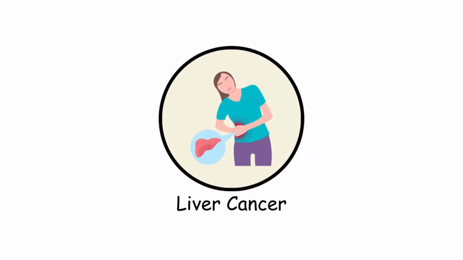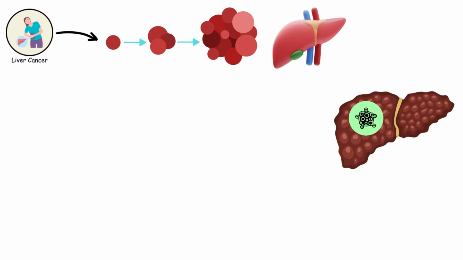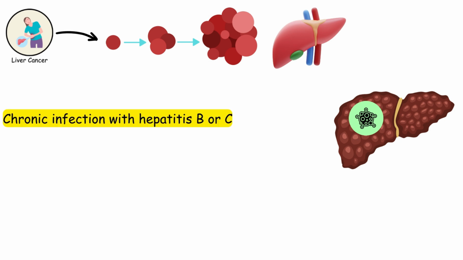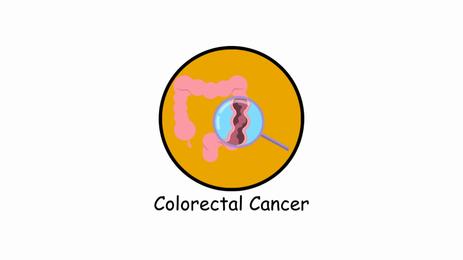Liver cancer. Liver cancer refers to the uncontrolled growth of cells in the liver. Most liver cancers are hepatocellular carcinomas, which start in the main type of liver cell. Chronic infection with hepatitis B or C, cirrhosis, heavy alcohol use, and certain genetic conditions increase the risk of liver cancer. Colorectal cancer.